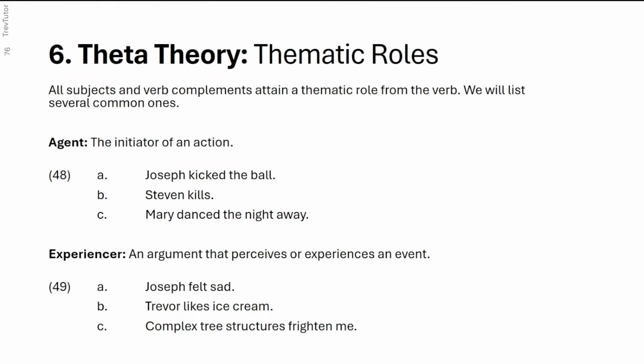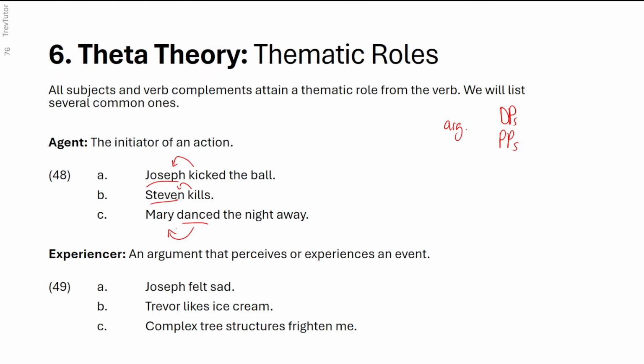So in order to account for that weirdness, we're going to introduce thematic roles or theta roles. So there's different types of theta roles, and you can assume that theta roles apply to DPs, and in some cases they apply to PPs. But basically they are arguments of the verb. Agents are our first main thematic role, and these are things or people that can initiate actions. So in Joseph kicked the ball, the kicker is Joseph. He's the one doing the kicking. In Stephen kills, Stephen is the one doing the action of killing. In Mary danced the night away, Mary is the one doing the action of dancing. They are the ones that can initiate those actions.